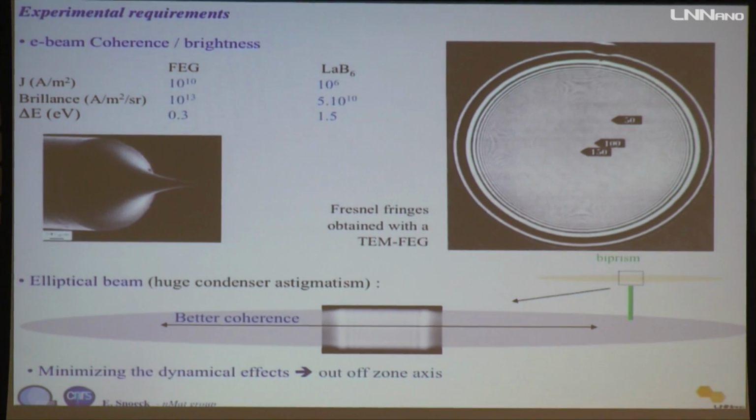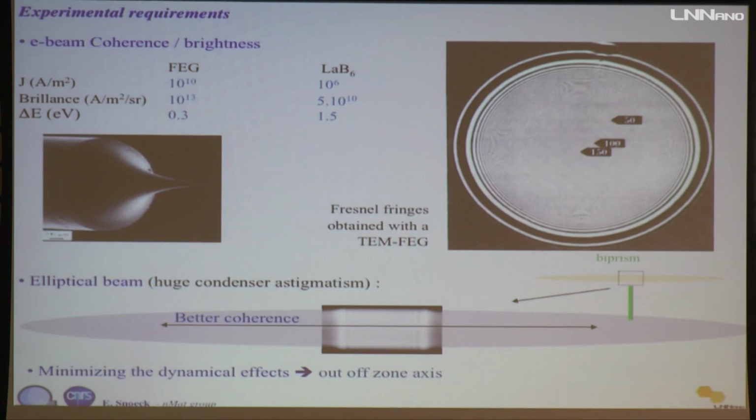So you know what a FEG is, it's just a little tiny tungsten tip, and you extract electrons by applying a high voltage between the tip and the anode, by this field emission. While in the case of thermionic sources, you are heating the tip, and you have spread electrons which are emitted with quite a large energy dispersion. And if you use this kind of gun to just observe the Fresnel fringes you get from an aperture, you observe an important number of fringes, which indicates that this source is much more coherent.